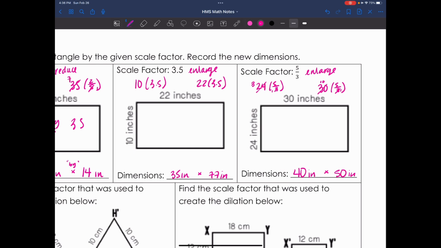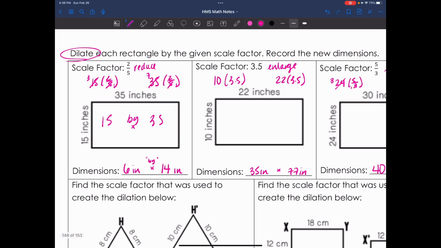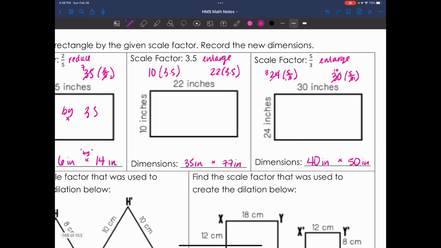Cool. There we have it. I just went in and added next to scale factor if it was enlarging or reducing. And of course, the first one was the only one that was reducing because my new dimensions are smaller than my original dimensions. But for the others, the new dimensions are larger, so it's an enlargement than the original dimensions.